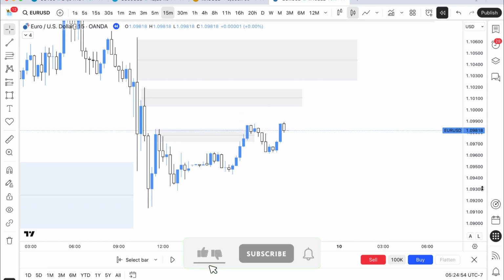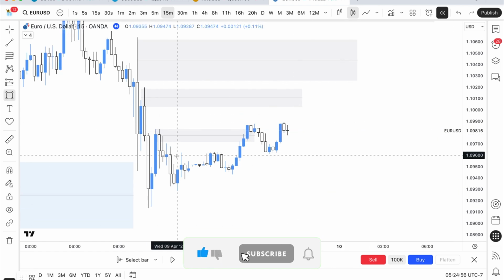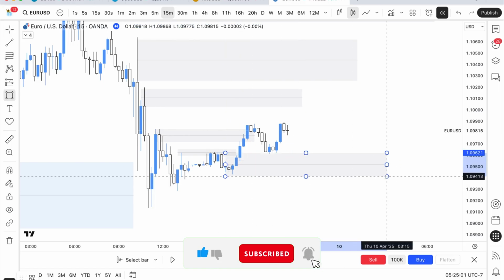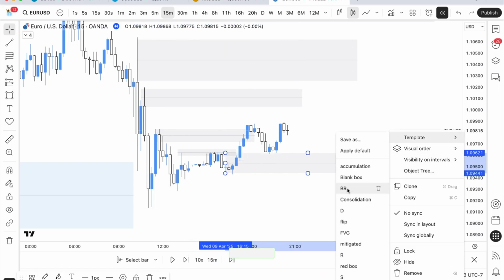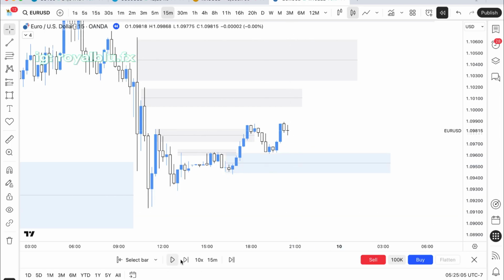The last reaction, actually I could see it right there. There was another one right here. Didn't catch that one, but this whole entire area would be your demand zone right there. All right, so that was your first entry right there.